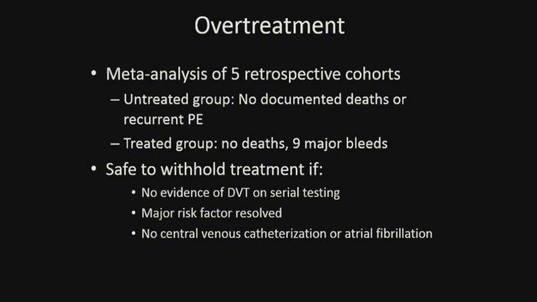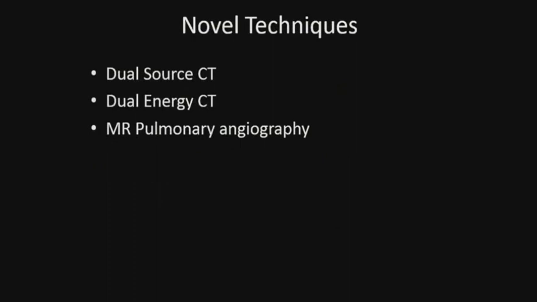This meta-analysis suggested that it's safe to withhold treatment if there is no evidence of DVT, if there's a major risk factor that has been resolved or treated, such as cancer, and if there is no central venous catheter or atrial fibrillation. It's important to acknowledge, however, that if a patient has an ongoing malignancy, they are treated differently, and it's more appropriate that they would be anticoagulated.